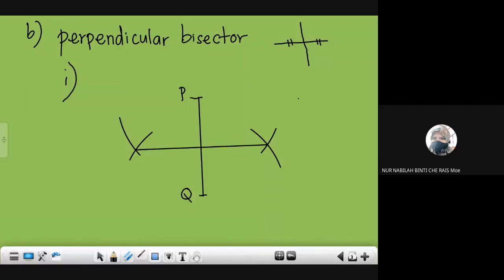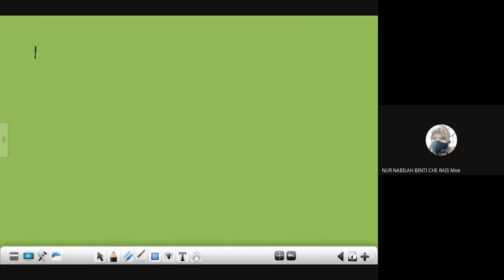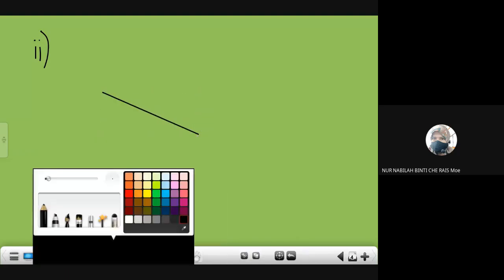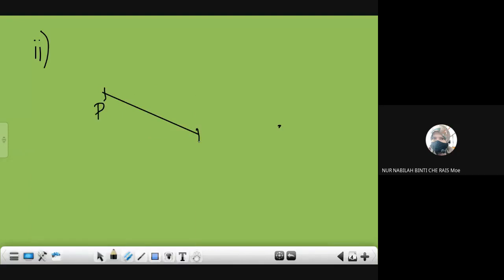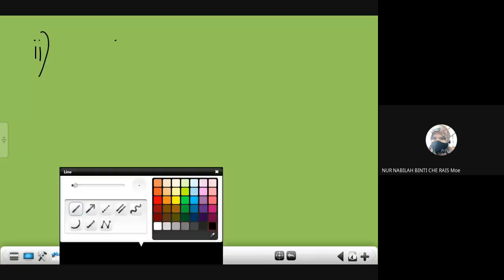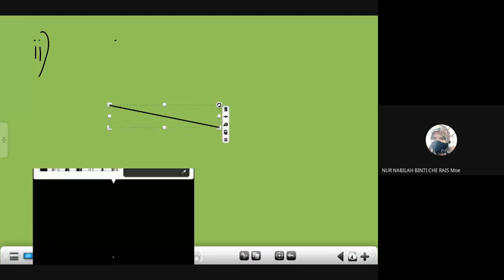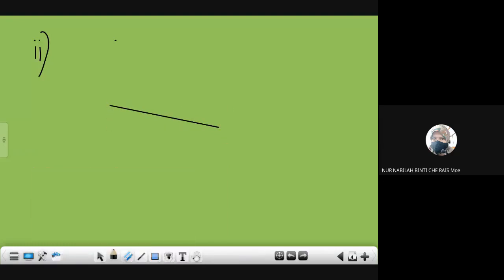Okay, how about number 2? Number 2. Your line is like this. So you have P here and you have Q here. Actually, not like that. Okay, like this. So this is your P and this is your Q.